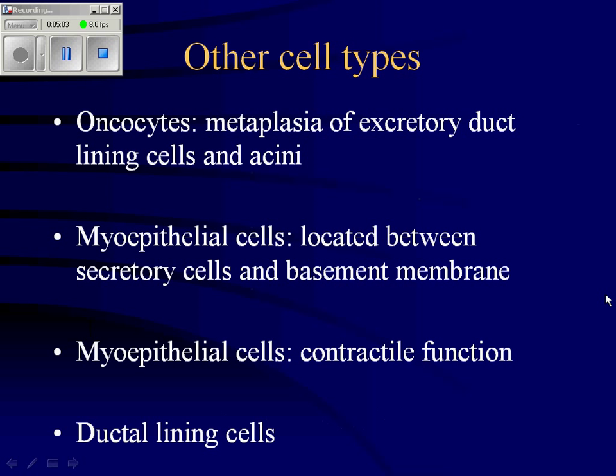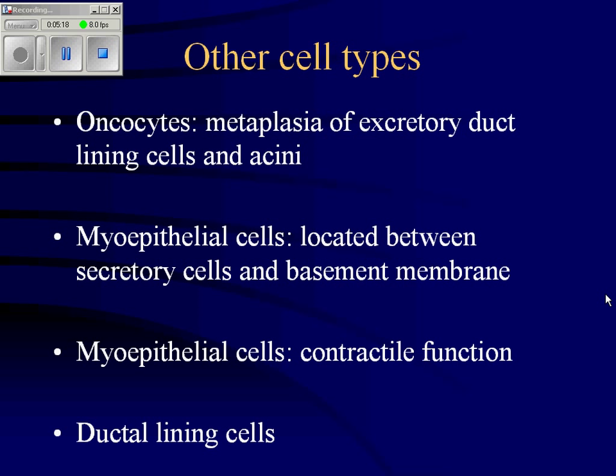So there are other cell types you can see occasionally. There are cells called oncocytes, very similar to Hurthle cells in the thyroid gland. And for the same reason, they're full of mitochondria. It's usually a metaplasia of either the duct lining cells or the acinar cells themselves.